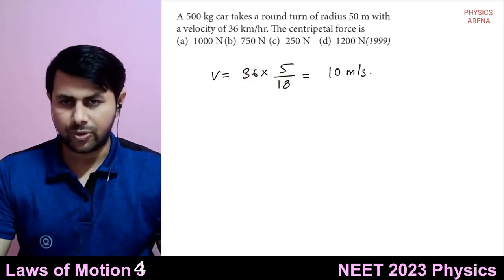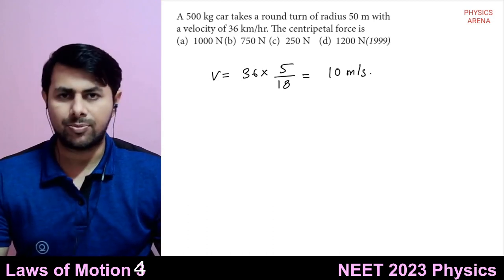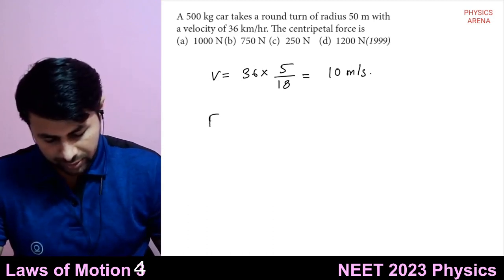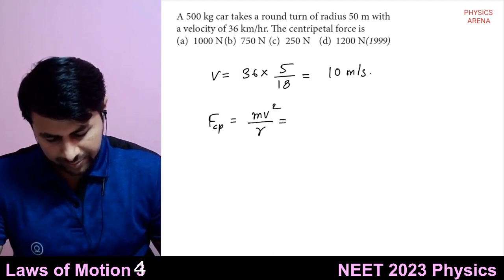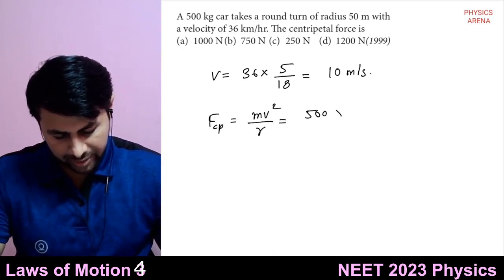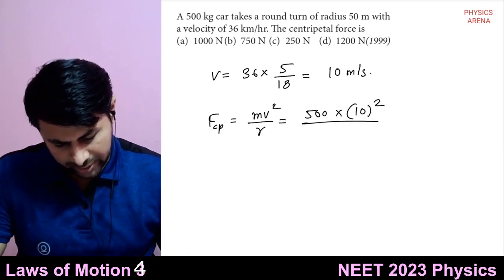And this is a straightforward question. Centripetal force is asked, which is m v square upon r. Okay, so F_cp equals m v square divided by r. That is 500 multiplied by 10 square divided by r, which is 500, so how much? 50.